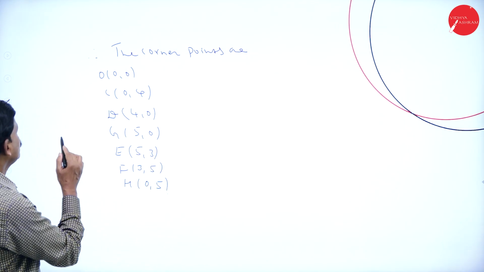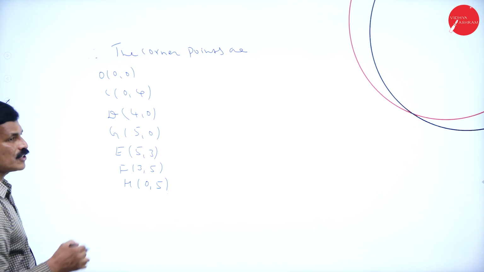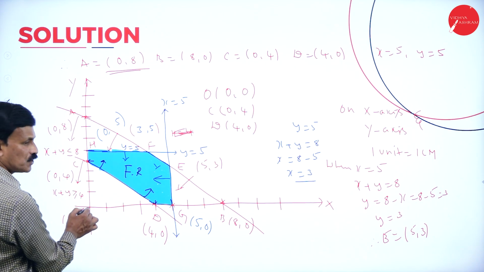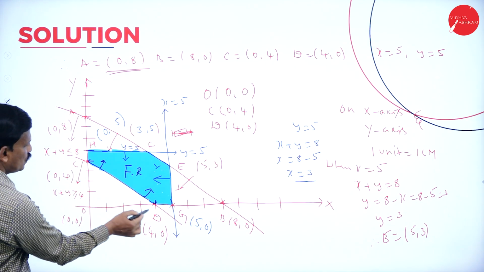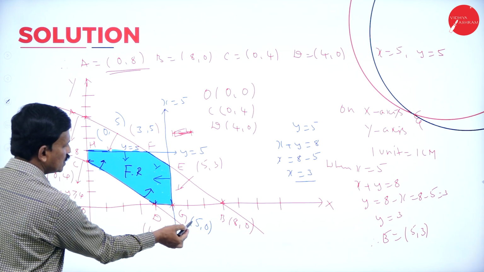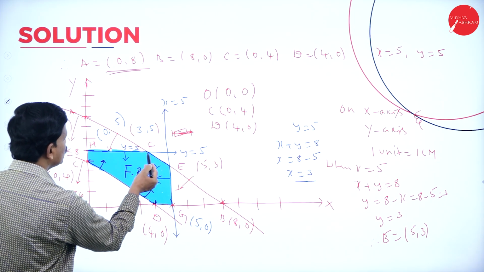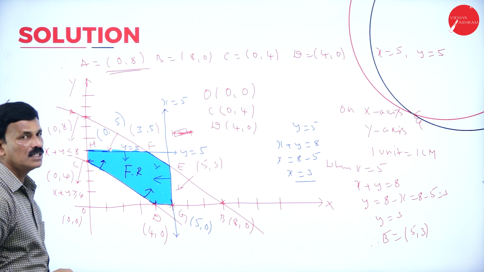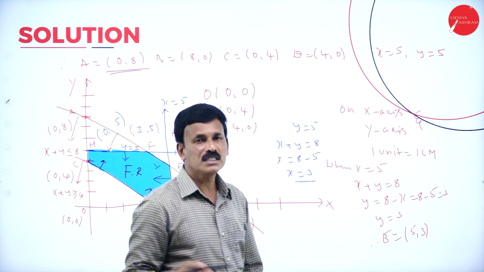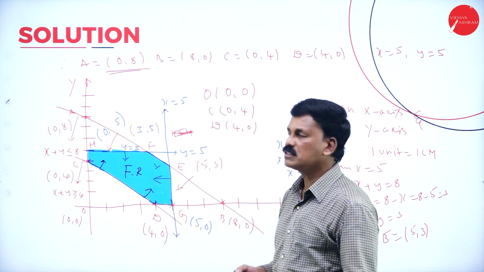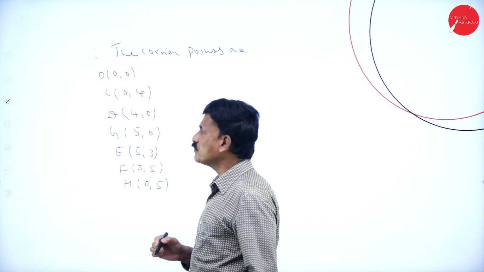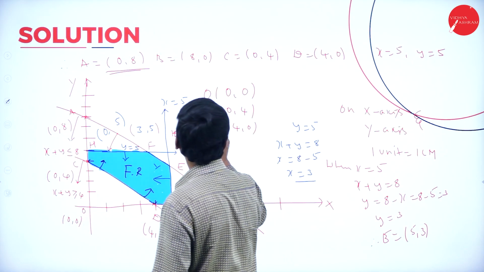So there are 1, 2, 3, 4, 5, 6, 7 corner points. That is, see here, the corner points O (0, 0), C (0, 4), D (4, 0), G (5, 0), E (5, 3), F (3, 5), and the last point H is (0, 5). Substitute these values in the given objective function, you will get the required answer. So what is the objective function? The objective function is minimize Z.